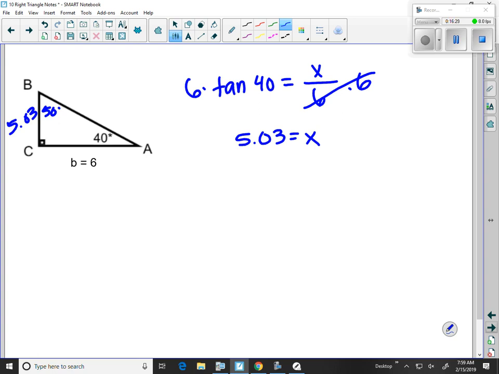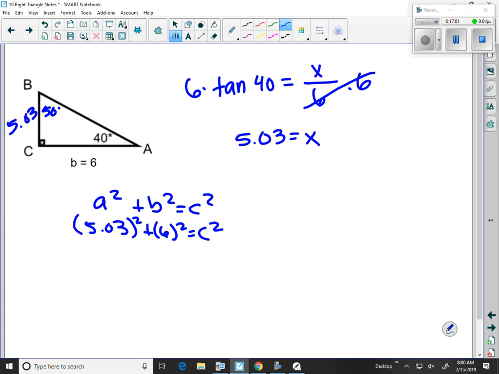I'm going to show you Pythagorean theorem if you like that method better. Because right now we have 2 sides. We're just missing the 3rd side. It's a right angle, so we can do Pythagorean theorem. It doesn't matter which one's A and which one's B. We'll just use 5.03. There's our Pythagorean theorem: A squared plus B squared equals C squared.